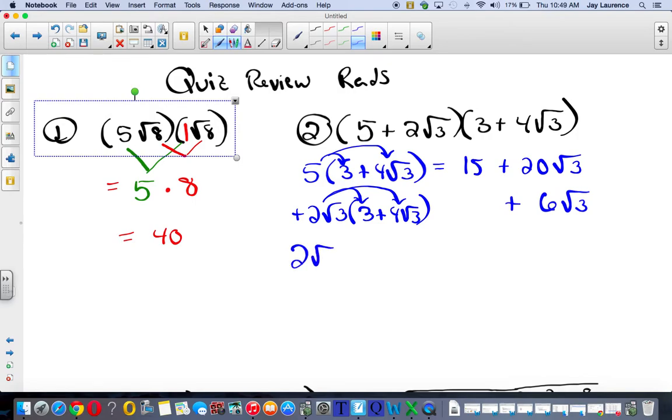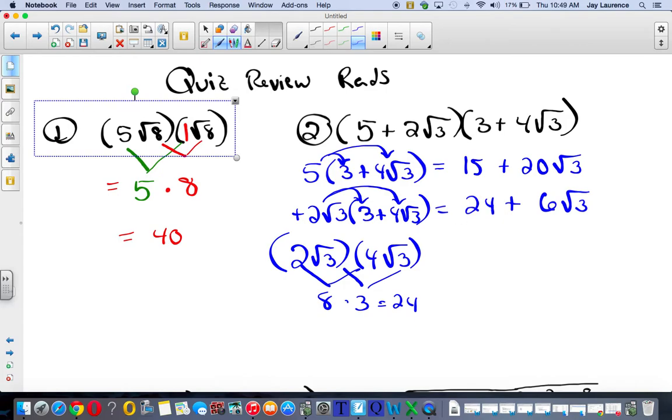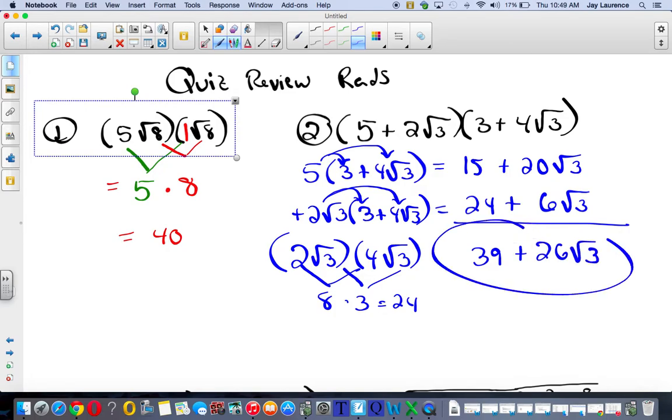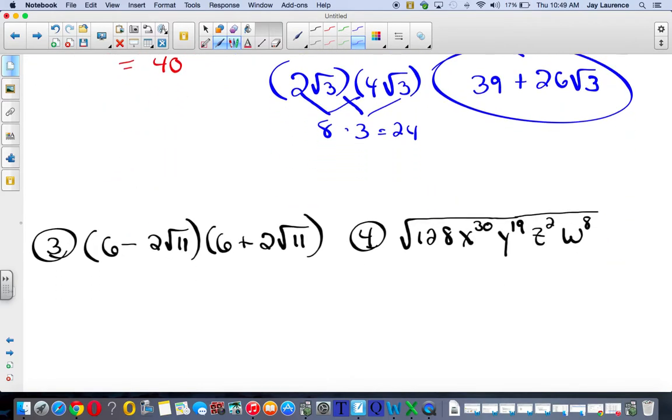Now, if you need to, write it over here off to the side. Get it right, because 2 times 4 is 8, but rad 3 times rad 3 is 3, so this is 24. So I'm going to write the 24 under the 15. Then I'm going to combine my like terms and get 39 plus 26 rad 3. There we go. Pretty easy stuff.